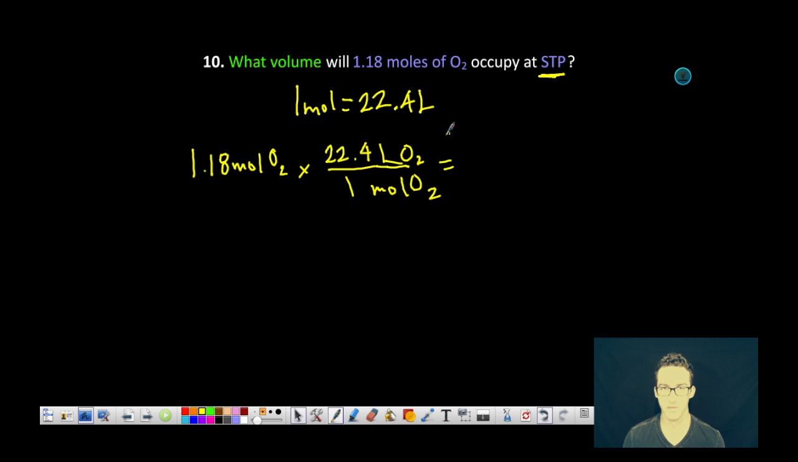So using our amazing mathematical skills, we should get 26.4 liters of O2 at STP. So again, just an important relationship here between moles and volume of gases at STP. 1 mole, 22.4 liters. Done.